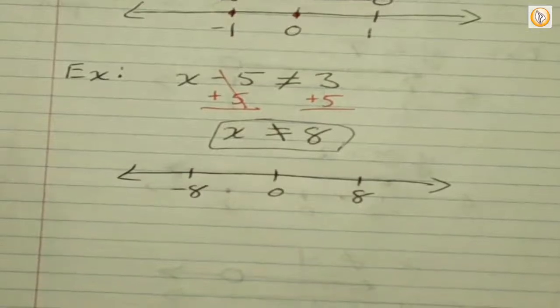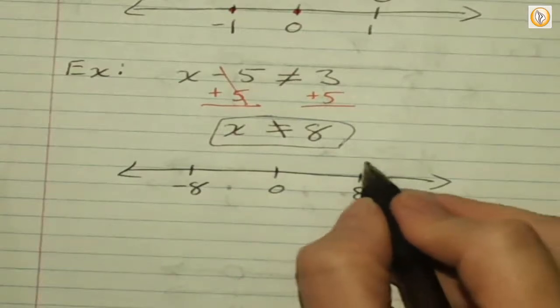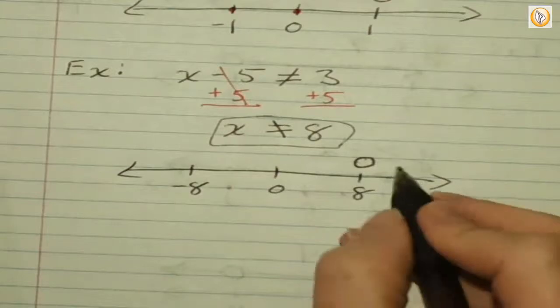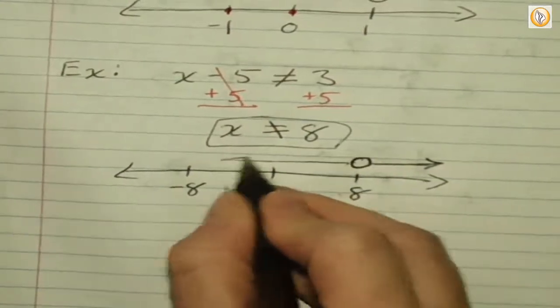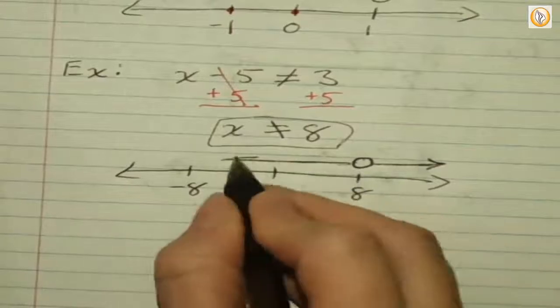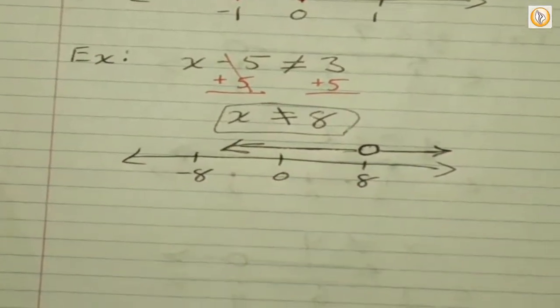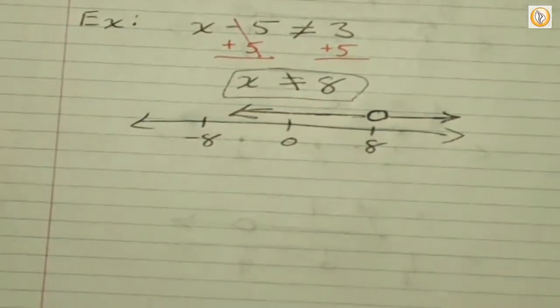Okay, so let's graph. Miranda, open or closed circle? Open, and where do I put it? Over the 8. In which direction do I do my arrows? Both ways, because it's covering everything but 8. Any questions? Cool. All right.